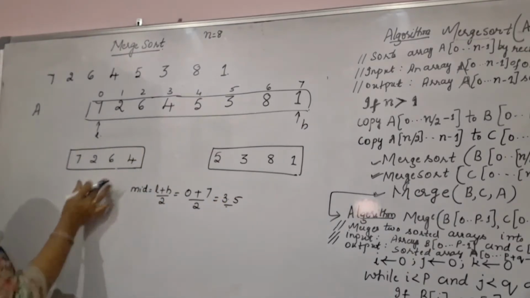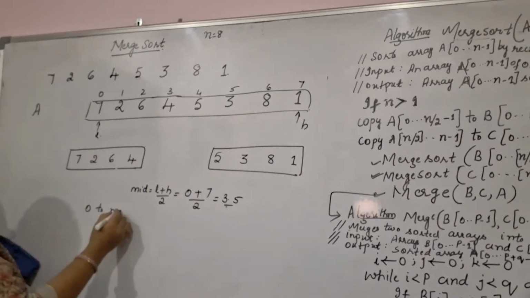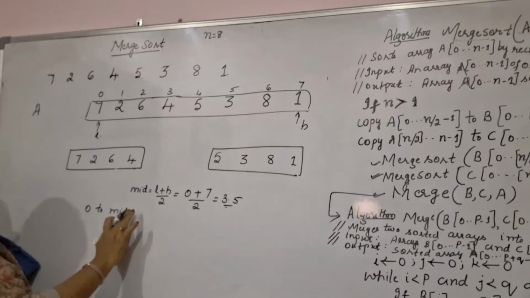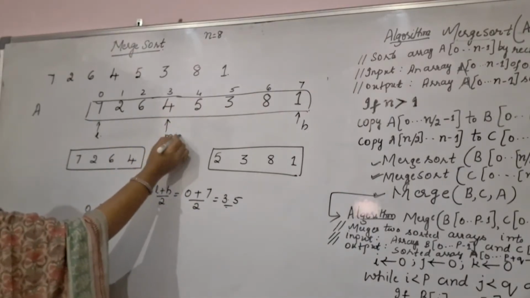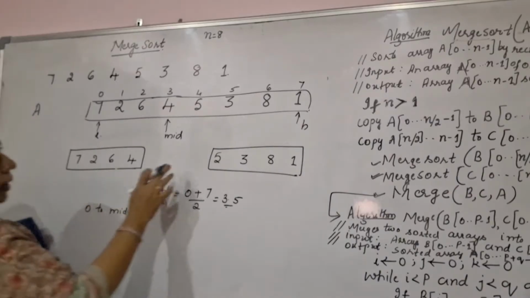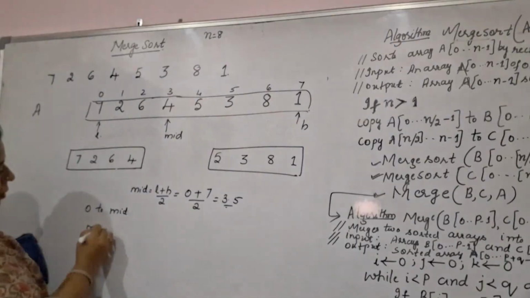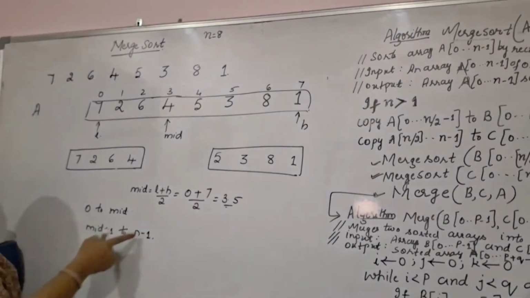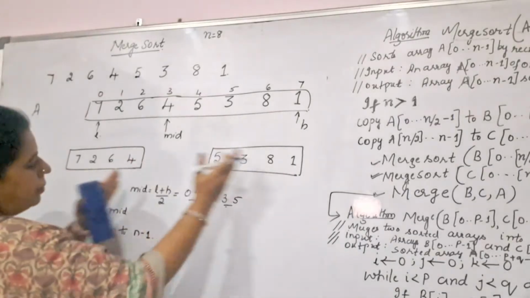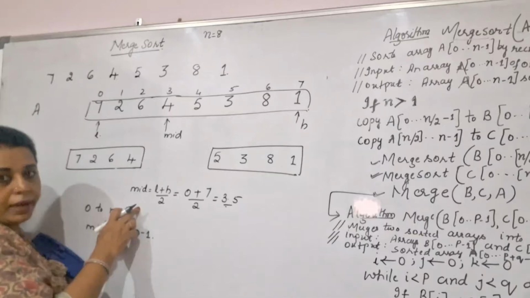So this is the mid element. The first sub array will have elements from 0 to mid. Mid is 3 now, so it will have elements from 0 to 3, and the second sub array will have elements from mid plus 1 to n minus 1. This way you are going to divide the elements into two sub arrays. In most of the textbooks, L, H and mid are used.